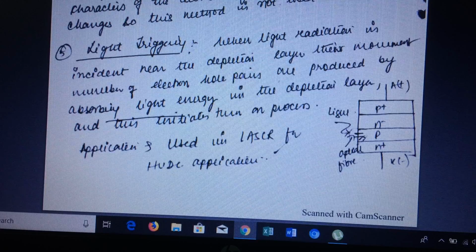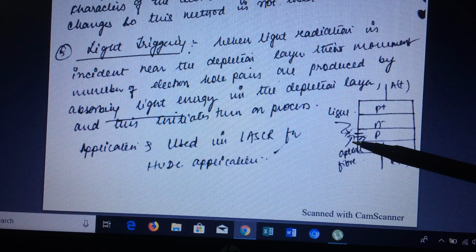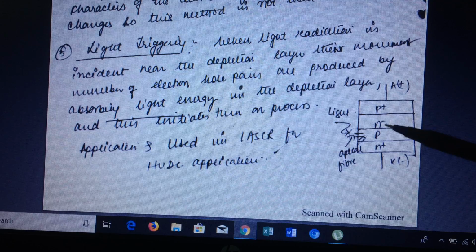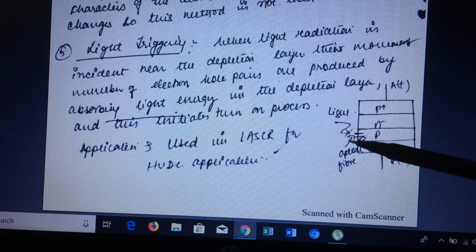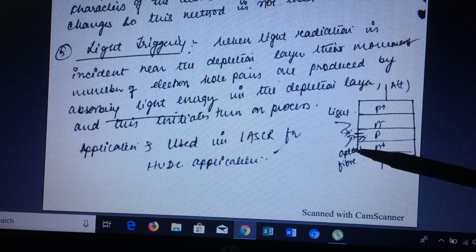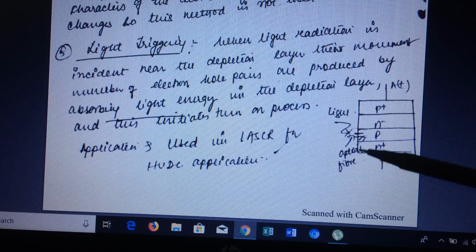Now the next method is the light triggering method. This is the basic structure of a thyristor, right? Anode, cathode. This is the gate terminal. This is the PN junction. So when light radiation is incident near the depletion region, where the gate signal is given, what happens?